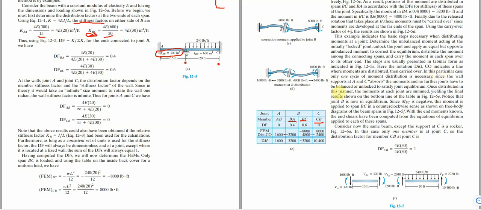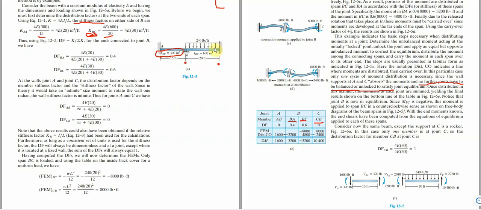In this particular case, only one cycle of moment distribution is necessary, since the wall supports at A and C absorb the moment and no other joints have to be balanced or unlocked to satisfy the joint equilibrium. What we're trying to say is that if we have A to B, B to C, C to D, then we'll be transferring from B towards A, and likewise joint C will be transferring to B and also to D.